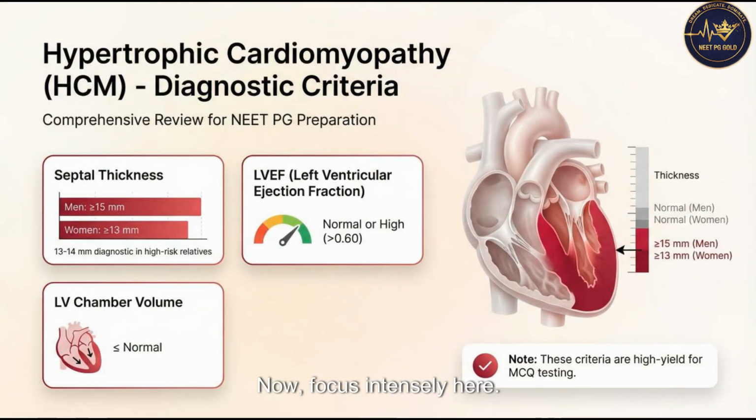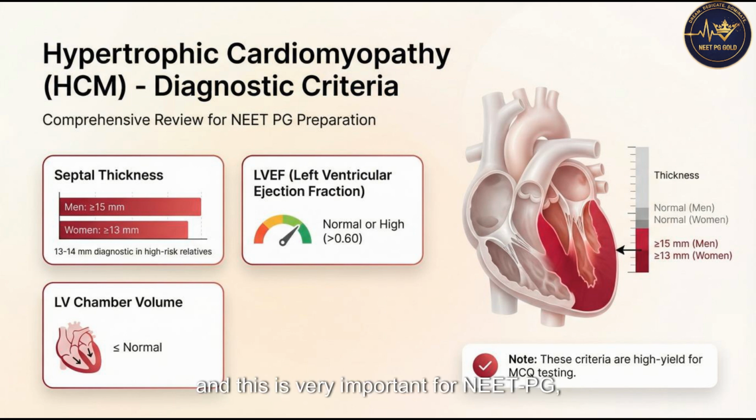Now focus intensely here. This slide contains specific numbers you must memorize for entrance exams. For hypertrophic cardiomyopathy, the diagnostic criteria rely on septal thickness. In men, a septal thickness of 15 millimeters or more is diagnostic. In women, the cutoff is 13 millimeters or more.